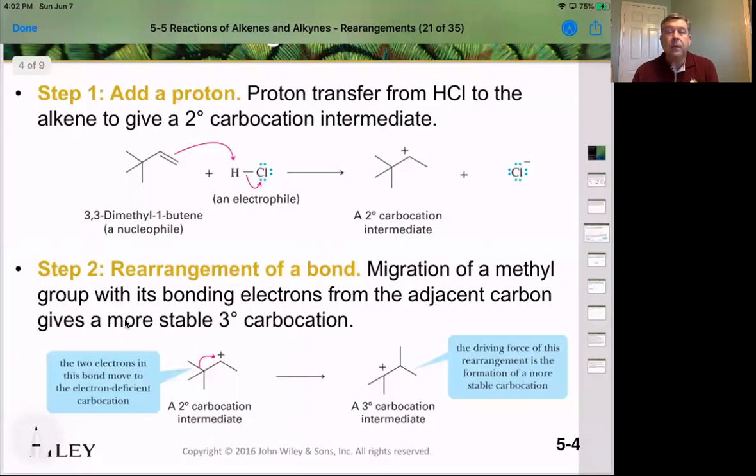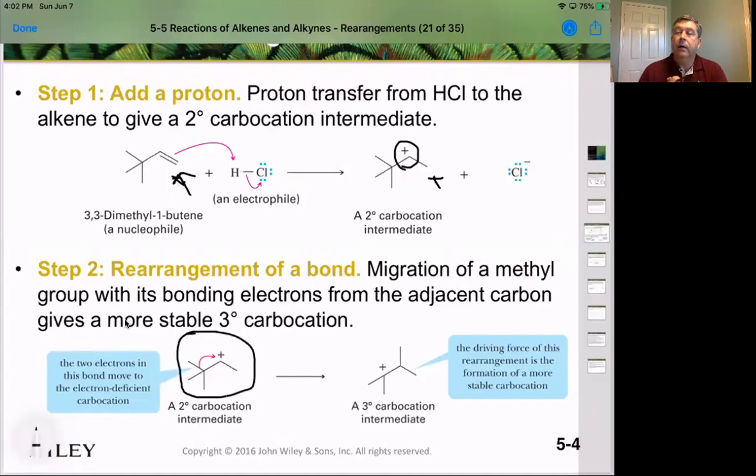As with all of our mechanisms, the first thing we do is start with the addition of the proton to give us our first carbocation. When we do that first addition, by Markovnikov's rule and by carbocation stability, we end up with our carbocation on this second carbon. We're not going to move it over here because that would be a primary carbocation. Now, this intermediate is a secondary carbocation, and that's okay, but a tertiary carbocation would be more stable.